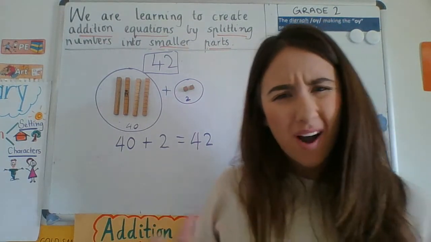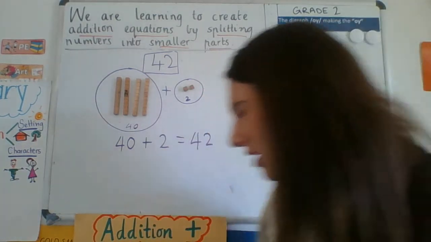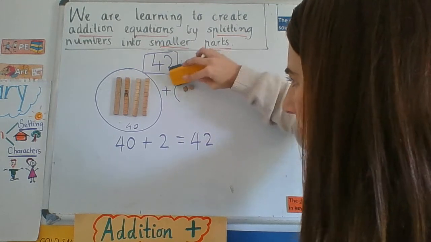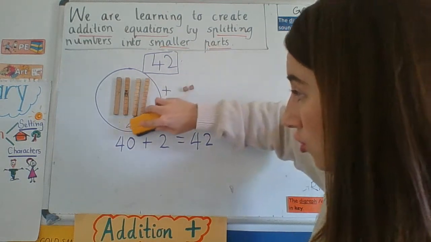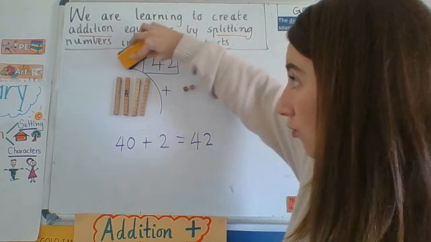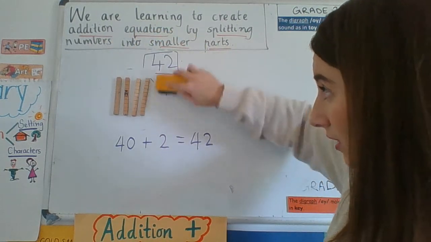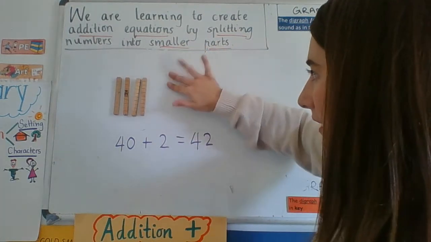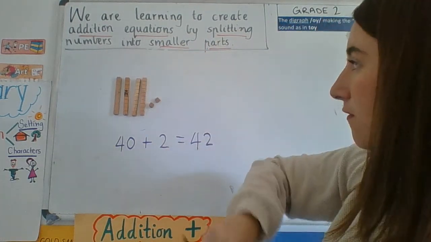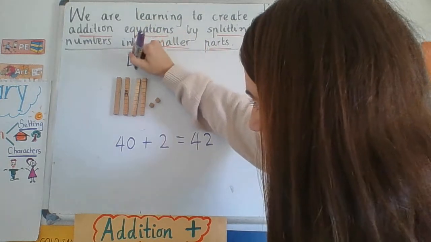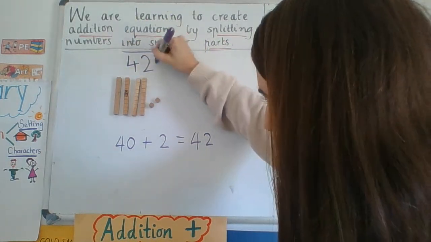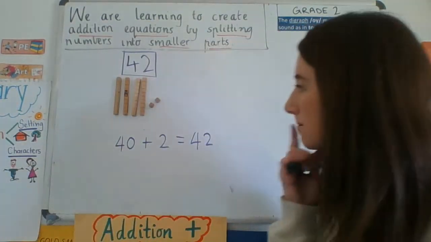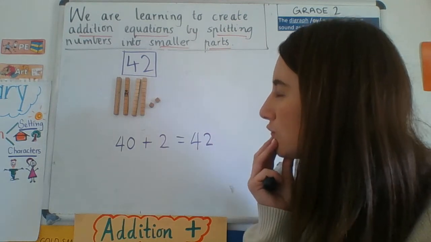Now let's think about how else we can make the number 42. What else can we do? Start thinking about what strategies you might find helpful. Start thinking about if you know a way that you can represent the number 42 with two smaller numbers. Okay? How else can we now show the number 42? What can we do? I've got 40 and 2.